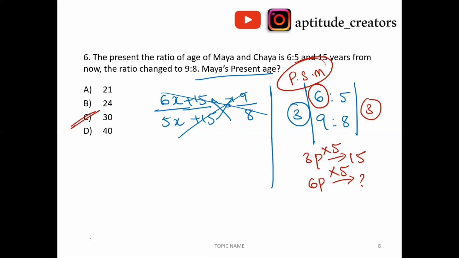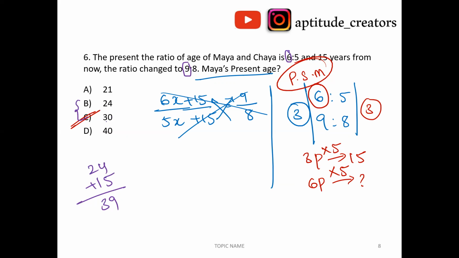Now, what is the pro method? Yes, the shortcut using the option verification method. All the options are related to Maya's present age. Now, can I say it must be a multiple of 6? Which of the following options will satisfy? B and C. After 15 years, 24 plus 15. What is 24 plus 15? 39.